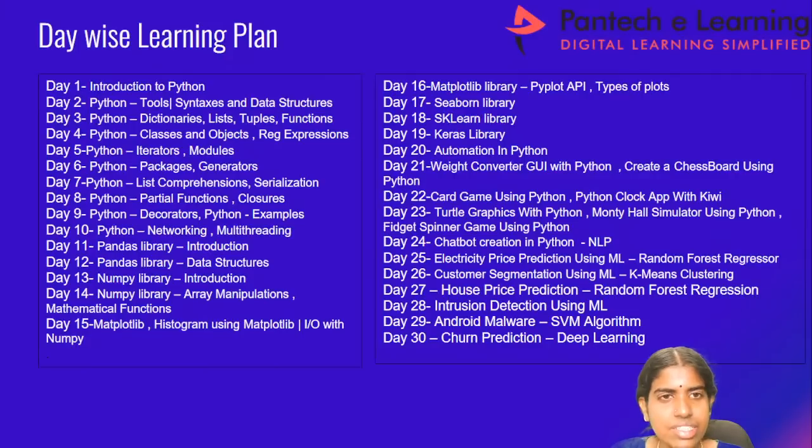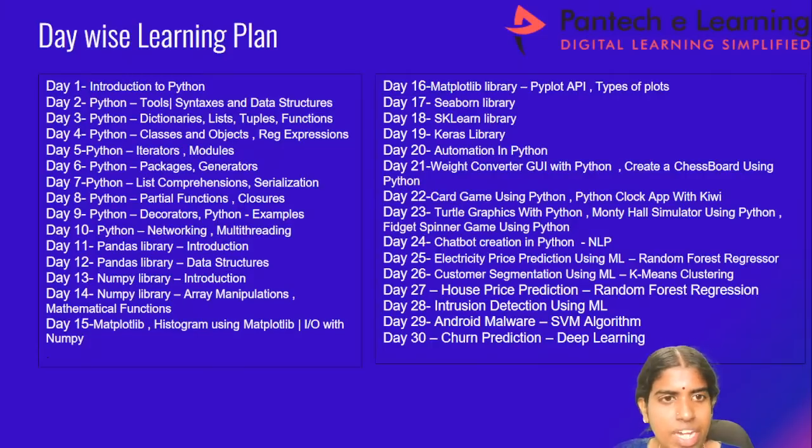And then dictionaries, lists. I am going to discuss different types of data structures available in Python. Classes and objects, regular expressions, and then we will be starting slowly with the advanced Python concepts. Firstly, I am going to give an introduction to Python, and then I will be discussing advanced Python concepts. What do you mean by classes and objects, regular expression, iterators, modules, generators, list comprehension, serialization, partial functions? I will be discussing these concepts.